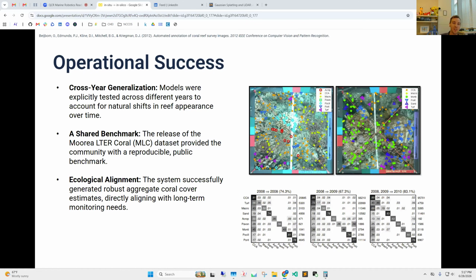The most important thing is that they actually proved that with automation, they could reliably calculate, estimate coral cover. And more importantly is how they did so. When they did this form of automation, they made sure that it aligned perfectly with the exact data outputs that ecologists and their monitoring systems were already using and what they expected.